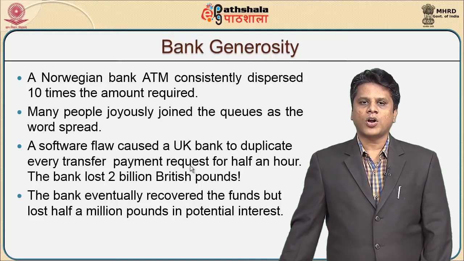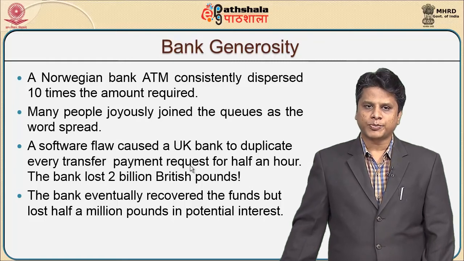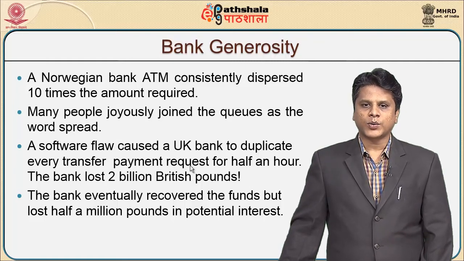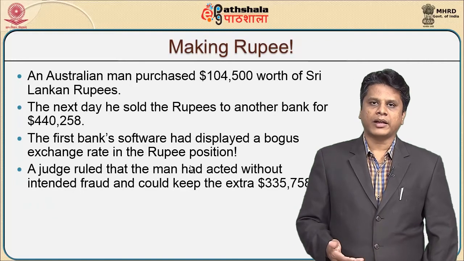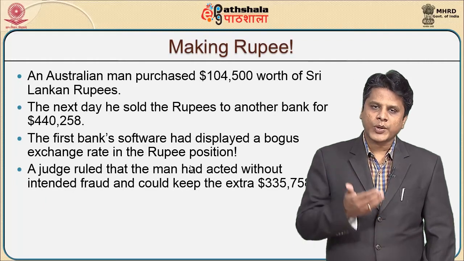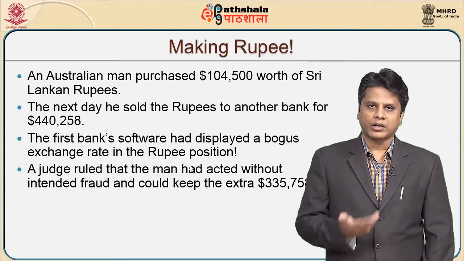A software flaw caused a UK bank to duplicate every transfer payment request for half an hour. So the bank lost almost 2 billion British pounds. The bank eventually recovered the funds but lost £500,000 in potential interest. So that is the problem with the bank too. Those were because of the faulty software that was run.